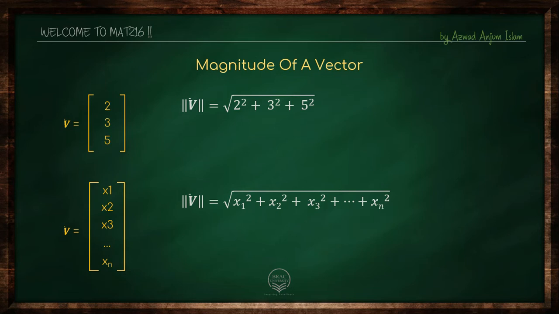There is another formula that gives us the magnitude of a vector, and that is this one, the square root of the dot product of the vector with itself. Well, that's cool, but what exactly is a dot product? Let's look at that.